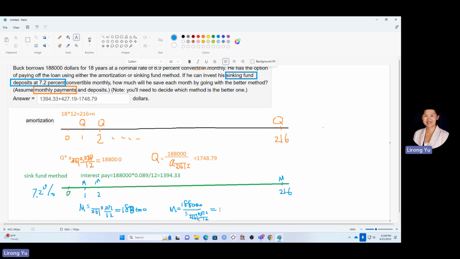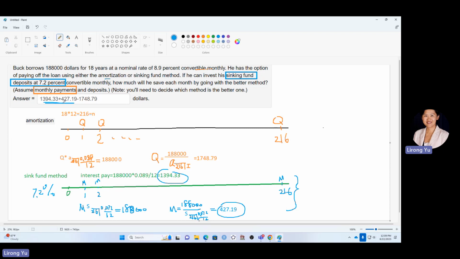So this division gives us a small number because the denominator is bigger. So this number ended up being 427.19. You can double check with your calculator using the formula. So you can see with this one, the total monthly payment ended up being, you're going to add this one with this one, and that ended up being higher than the 1748. They're very close, but definitely higher. So we added the blue calculation together minus the orange calculation. That tells you how much better the amortization method is compared to the sinking fund method.